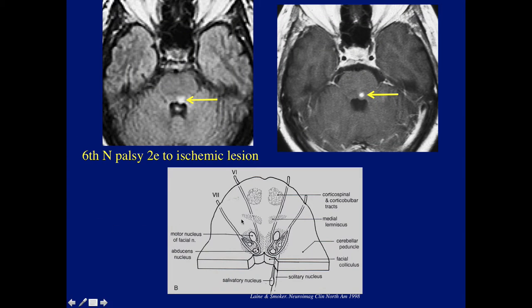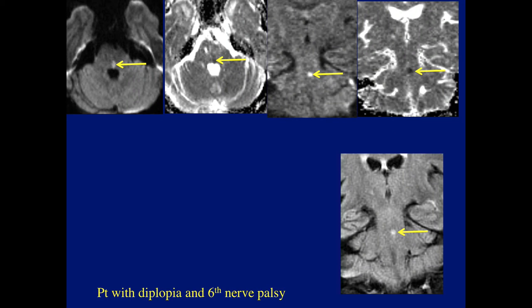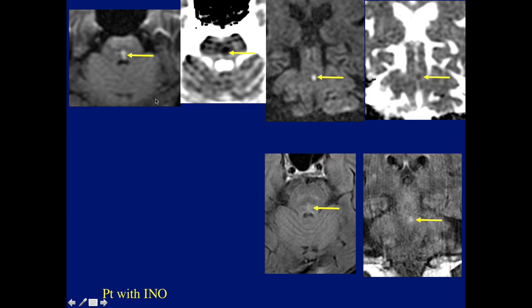Here's another, in this case only a 6th nerve palsy due to a stroke. You can see just anterior to the facial colliculus, and in this case only involving the 6th nerve. Now again, as I said last week, when we have oculomotor nerve palsy or trochlear nerve palsy or INO, internuclear ophthalmoplegia, they all look the same, and it's very hard to separate them without having some clinical history. The same thing relates to the 6th nerve, where we see a stroke here, and a patient with INO.